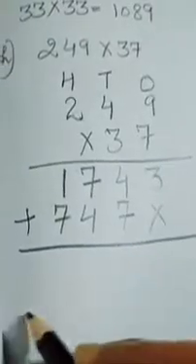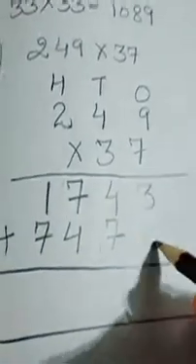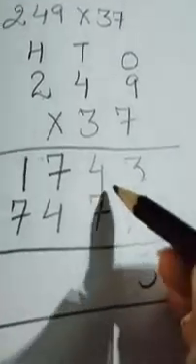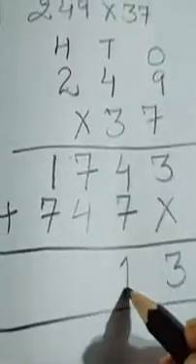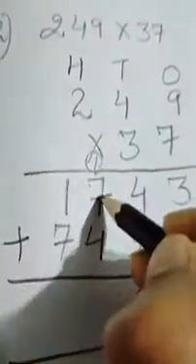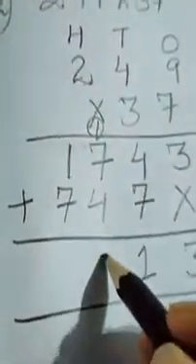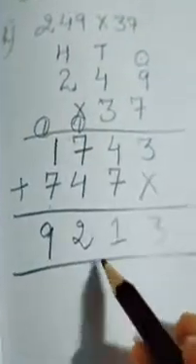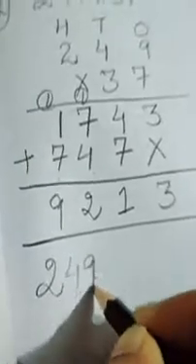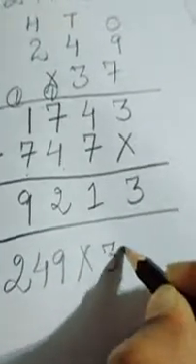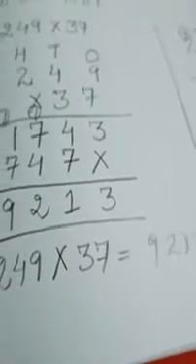Yes, here 3 and cross, 3 will be there, 4 and 7, 11, 1 carry, 7 and 1, 8, 8 and 4, 12, again 1 carry, here 9. So the product we got is 9213. 249 multiplied by 37 is 9213.